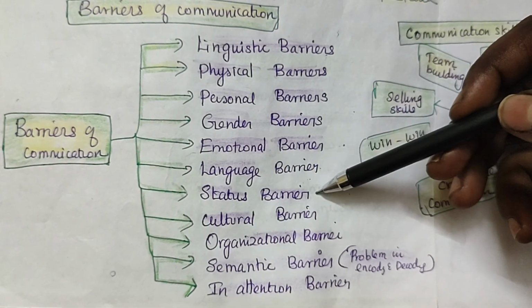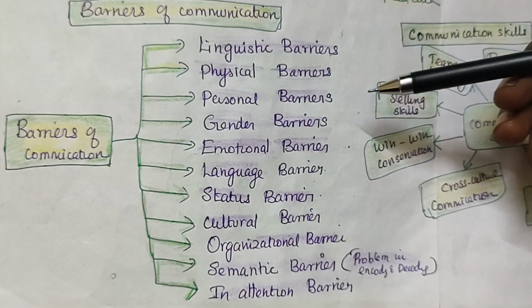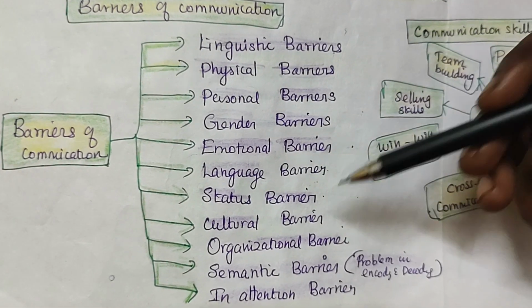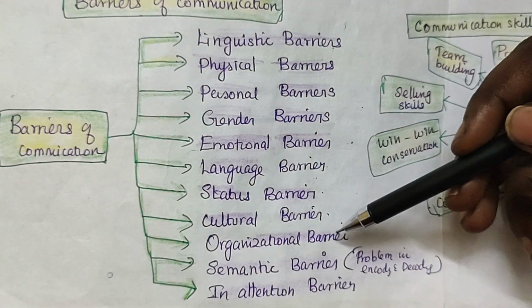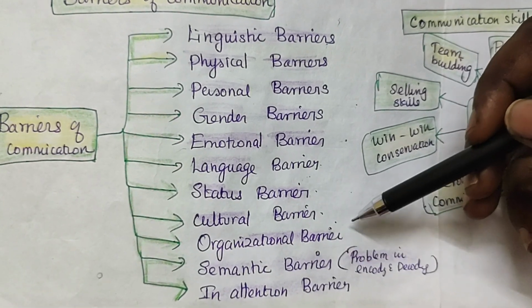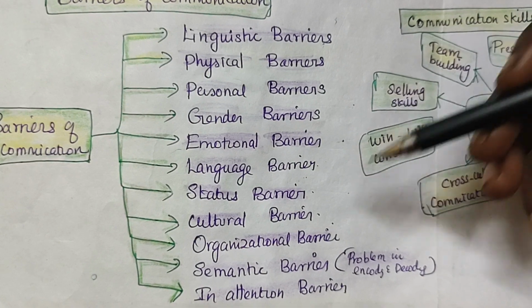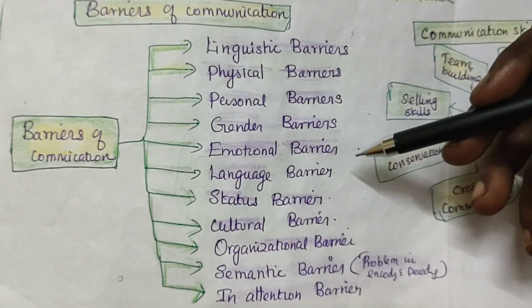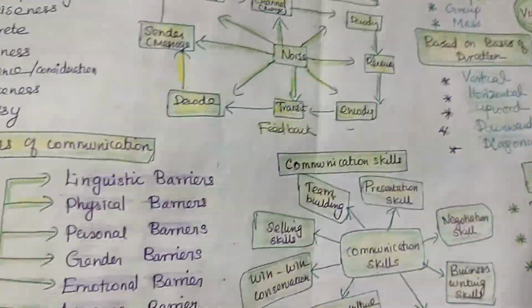Then the status barrier: if you are a principal, your subordinates are very reluctant to communicate. What will the principal be thinking? Cultural barrier, then organizational barrier. Then the semantic barrier, which is a problem in encoding and decoding. And the attention barrier: I cannot concentrate, I'm very tired. So this is about the barriers of communication.